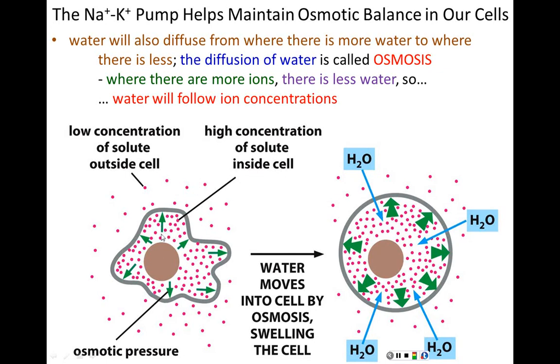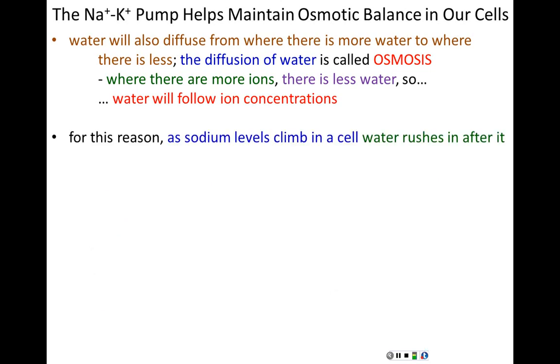So water will move into the cell through osmosis following the ion concentration, trying to balance the osmotic gradient, trying to get the same amount of water on both sides of the membrane. For this reason, as sodium ion levels climb in a cell, water is going to follow those ions.